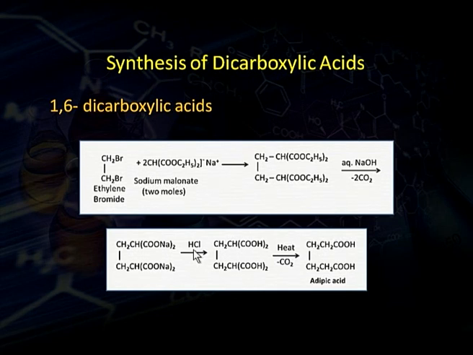They upon acidification form acids, and these acids are not stable with 2 acid groups on each carbon atom. Upon heating they decarboxylate and it produces adipic acid, that is 1,6-dicarboxylic acid.